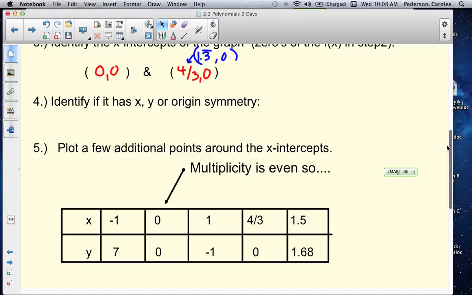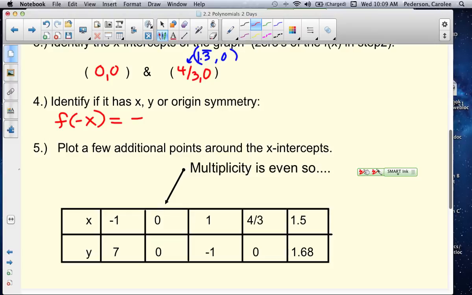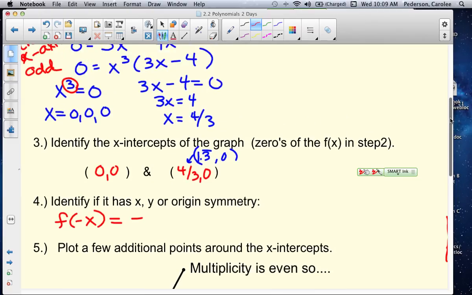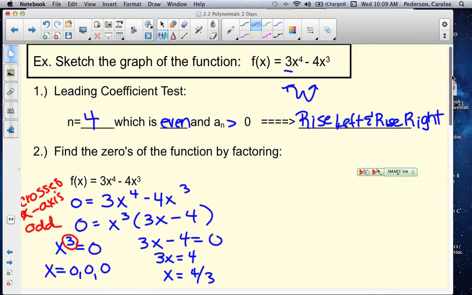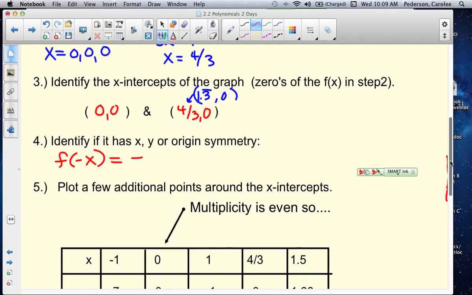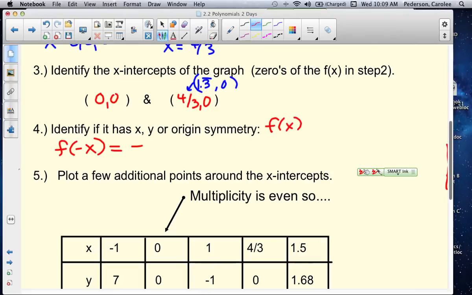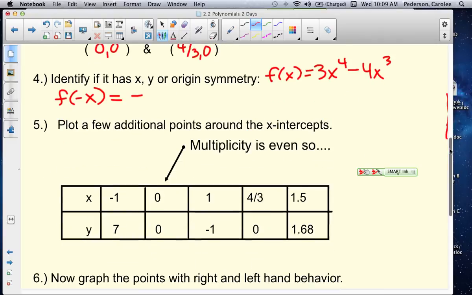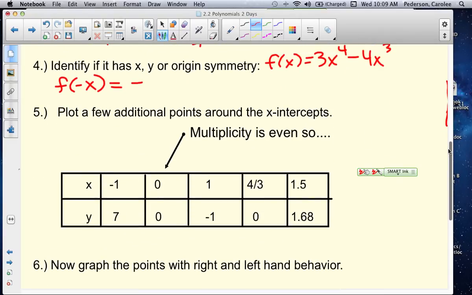So now we'll check and see if there's some symmetry. Are you guys okay if I just do this part quickly? Negative x, you substitute it in, negative, what's the original function? Should have this up here. 3x to the 4th minus 4x cubed. So we're testing to see if there's symmetry to help us with some additional points.